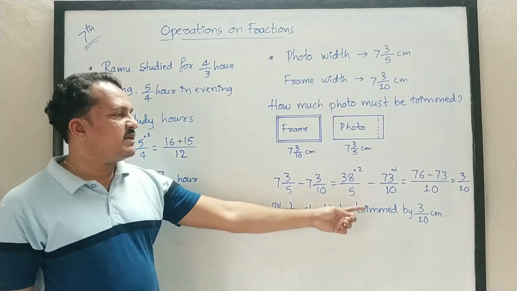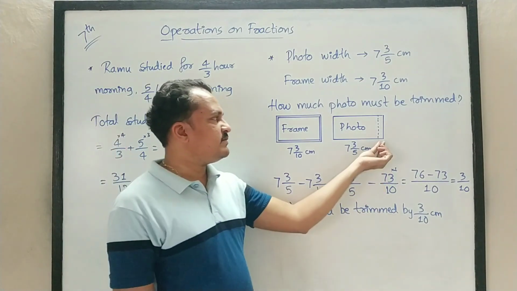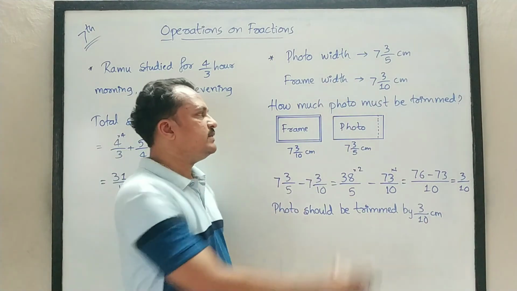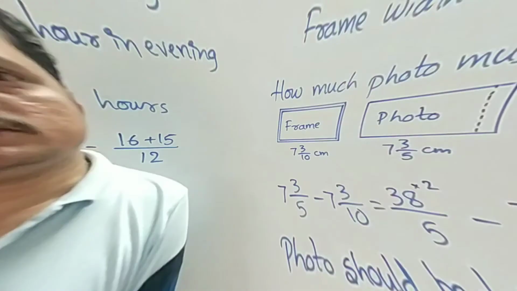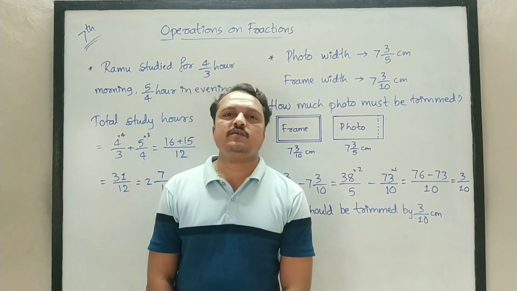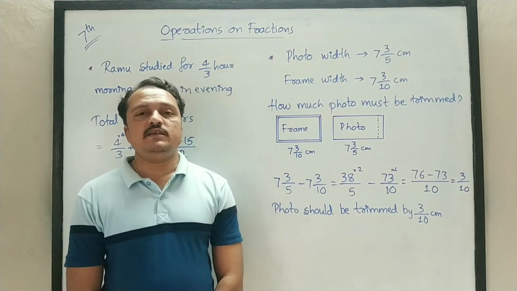The photo should be trimmed by 3 by 10 centimeter. This one, a small 3 by 10 centimeter, I have to trim. Then this photo will fit within this frame. So today we are going to conclude it here only. In the next class we are going to deal with multiplication and division of fractions.